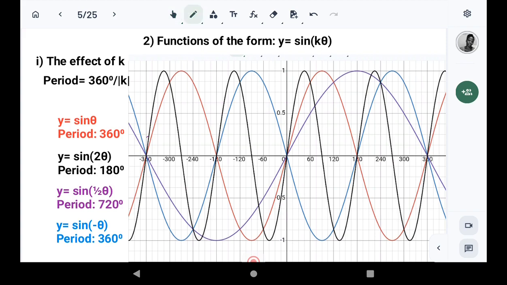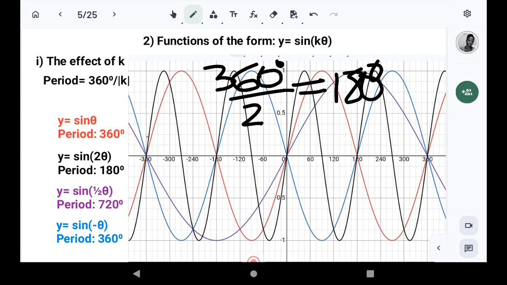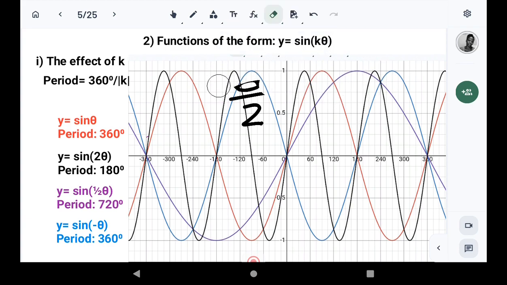That means now your period has changed from 360 divided by k, to 360 divided by 2. That gives you 180 degrees. That means instead of your graph finishing at 360 degrees, a complete cycle, that cycle is now completed in half the degrees required for the original one, meaning that in the end, for the black graph, we end up with 2 complete cycles in a period of 360 degrees. When k is equal to half, you have only half of that graph.